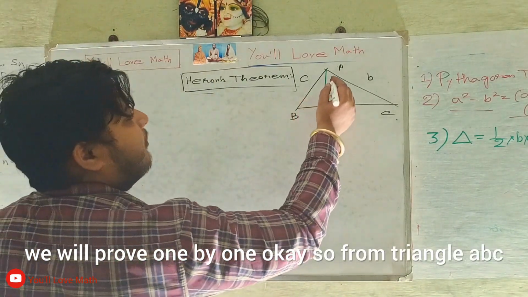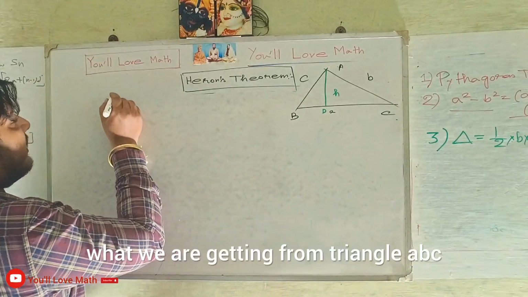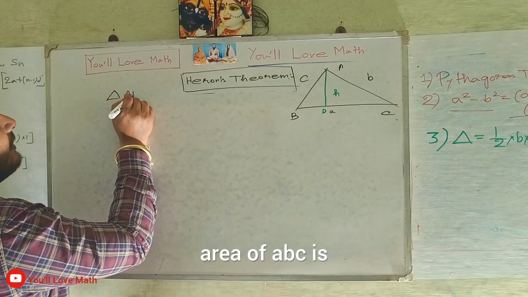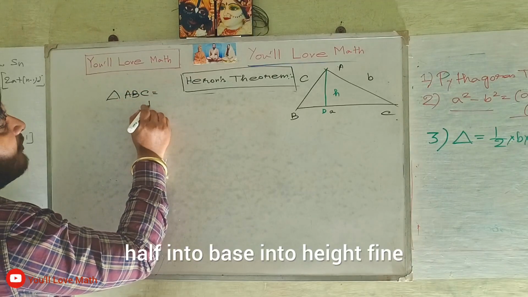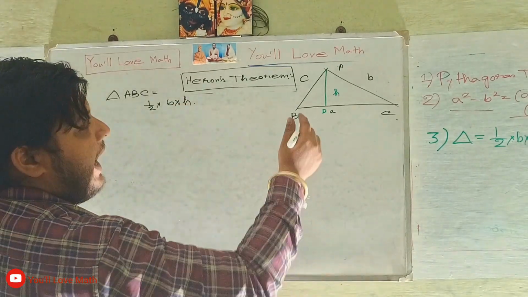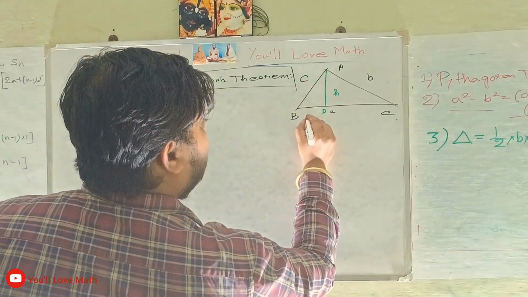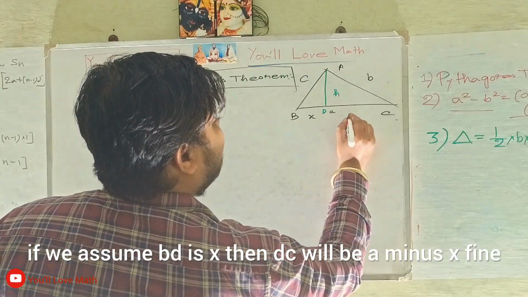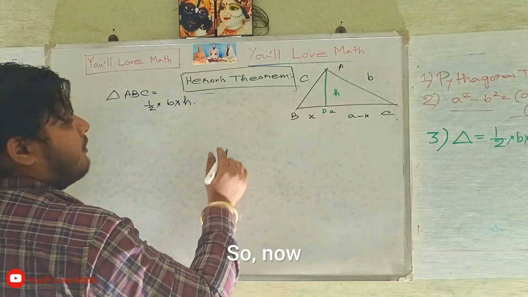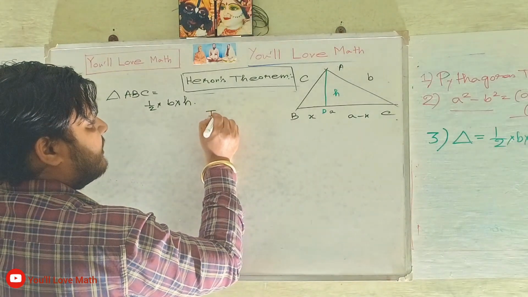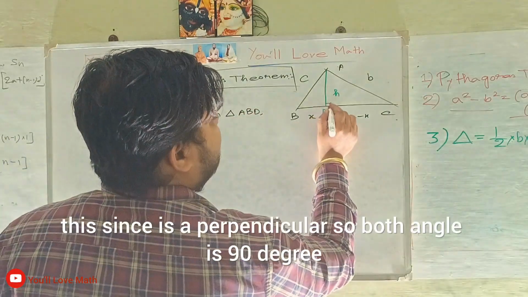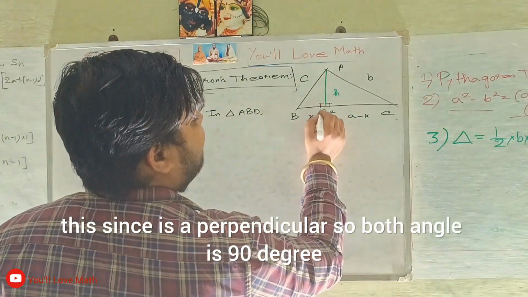Okay. So from triangle ABC, what are we getting? Area of ABC is half into base into height. And if we assume BD is x, then DC will be a minus x, because BC is a. So now in triangle ABD, using Pythagoras theorem, since it's a perpendicular, the angle is 90 degrees.